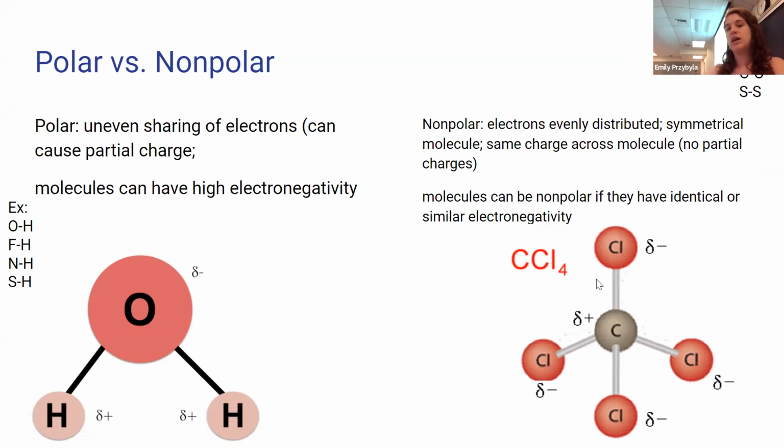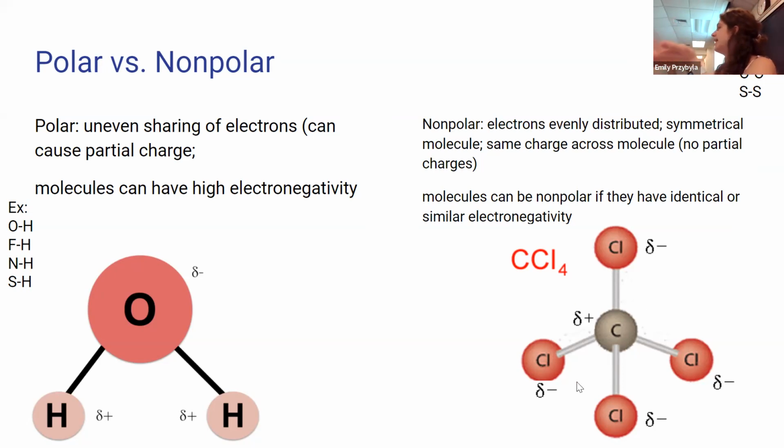Versus nonpolar means the electrons are evenly distributed across the molecule. They are usually symmetrical, and there's the same charge across the molecule. So in this case, there are dipole interactions. There are more electrons hanging out around here, but because it's symmetrical and they're pulling evenly in all directions, the charge doesn't go to one place. So there's no dipole. It's not polar because there's not uneven charge.